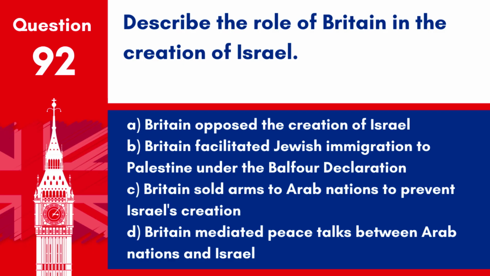C. Britain sold arms to Arab nations to prevent Israel's creation. D. Britain mediated peace talks between Arab nations and Israel. Answer: B. Britain facilitated Jewish immigration to Palestine under the Balfour Declaration. The 1917 declaration supported the establishment of a national home for the Jewish people in Palestine, then under British control.